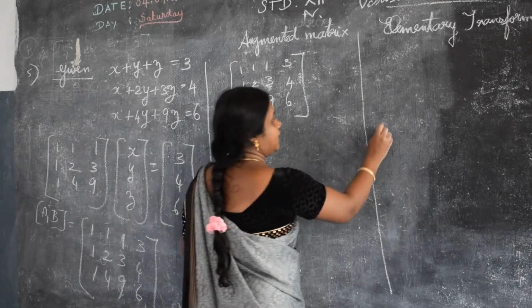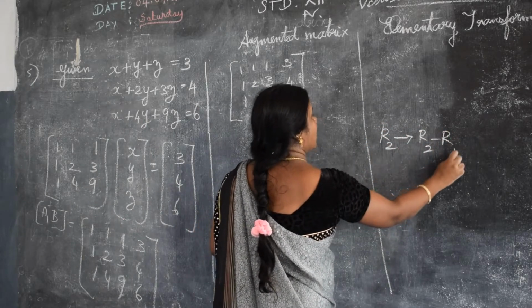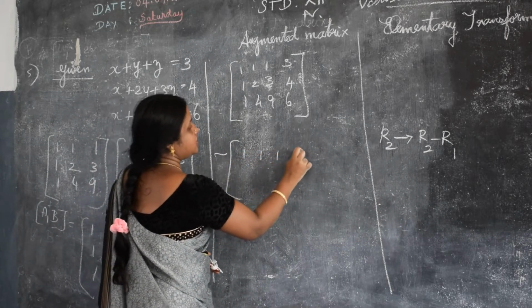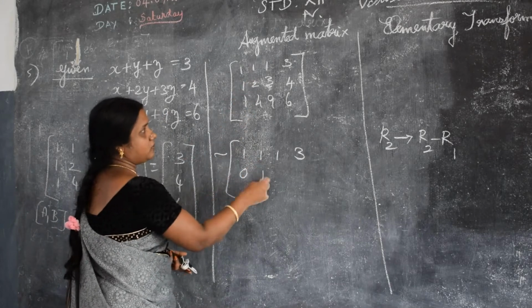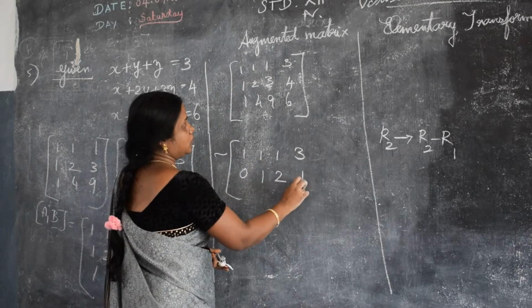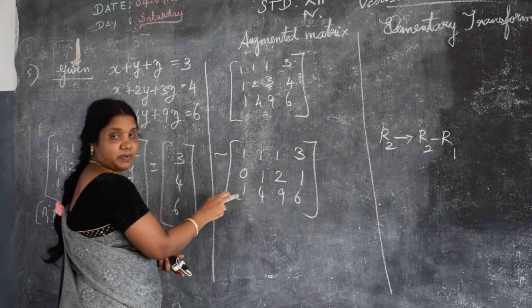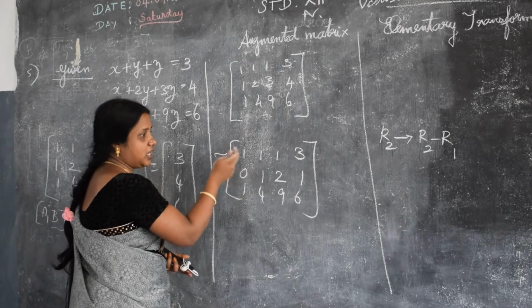I am going to write R2 as R2 minus R1. I am going to subtract. First row we won't change anything. Now subtracting from this gives 0. 2 minus 1, 1. 3 minus 1, 2. 1. Write R3 as such. Next thing, here I will get 0. So I am going to subtract R3 with R2.